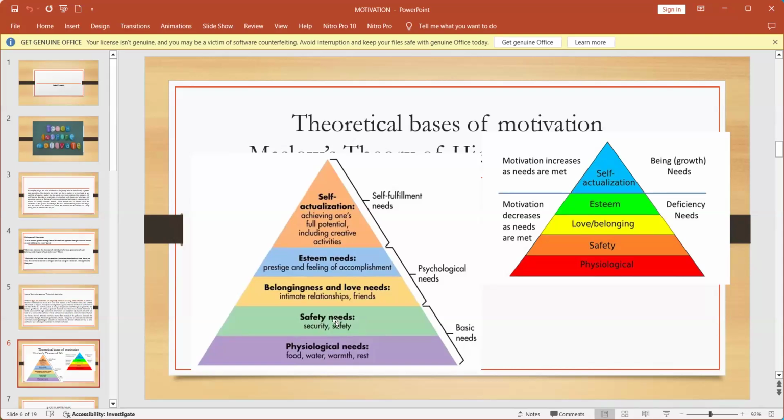So if that need is fulfilled, only then will they be motivated to fulfill the third important need, that is love and belongingness, intimate relationships, friendships. I belong here. This is my classroom. They are my friends. This is my teacher. This is my school. This kind of feeling, a sense of belongingness.